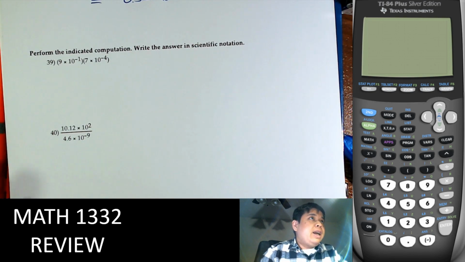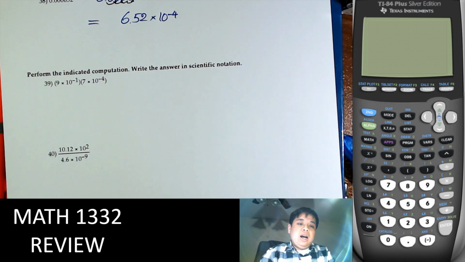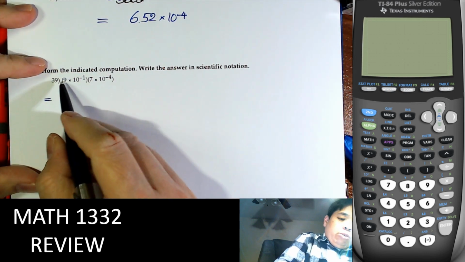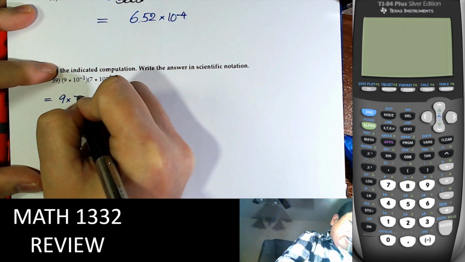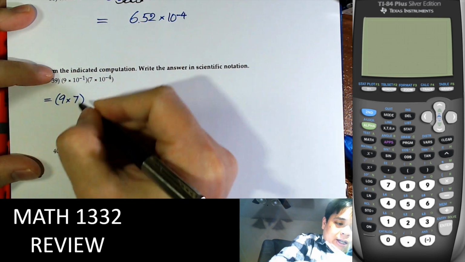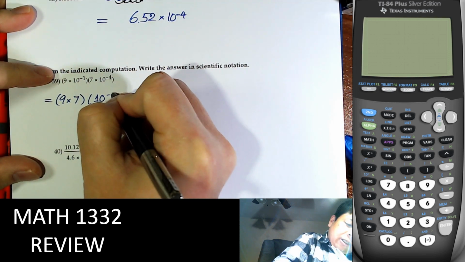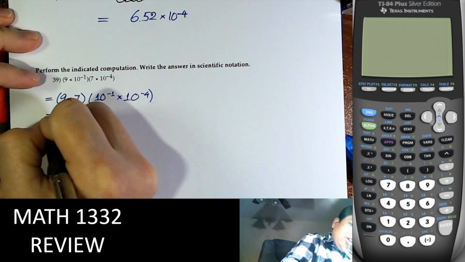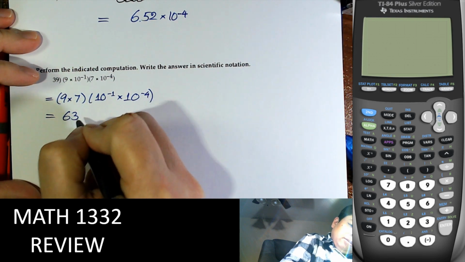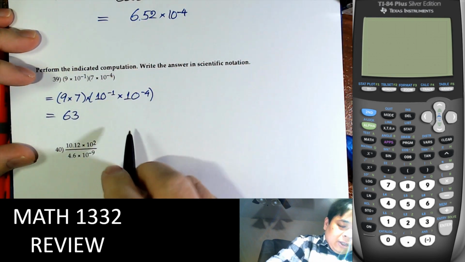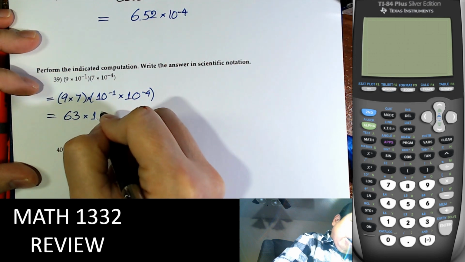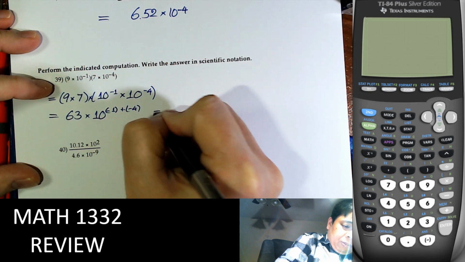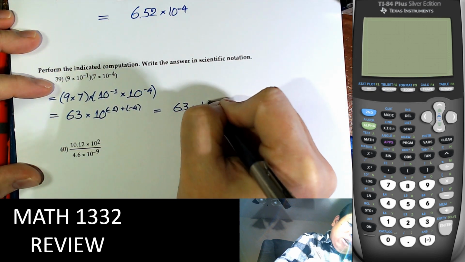Right. Next we have these two problems. Just perform the operation with scientific notation. So for this, we group the numbers together, 9 times 7, and then we have the powers of 10 together. 9 times 7 is 63. And then when we multiply, we add the powers. So negative 1 plus negative 4. So I have 63 times 10 to the power of negative 5.